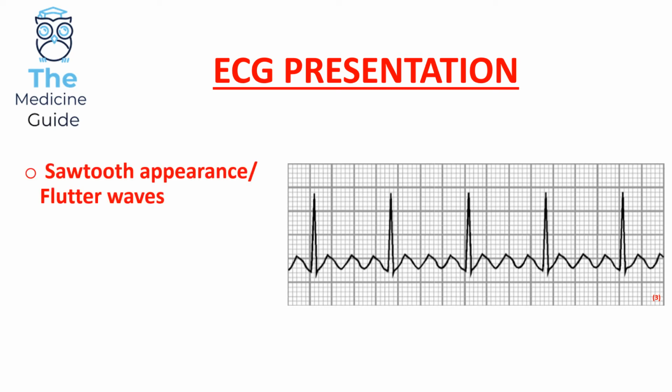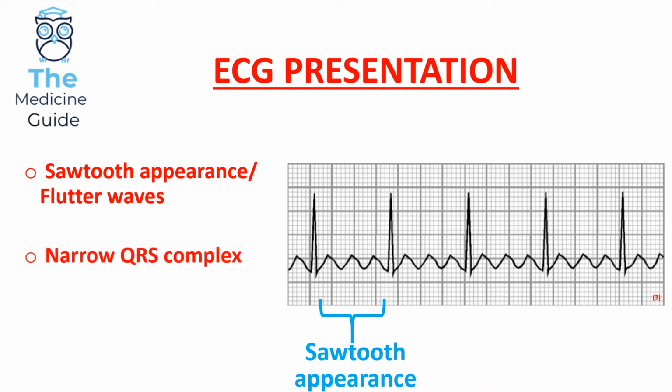One of the key characteristic features of atrial flutter on an ECG is the presence of a sawtooth appearance or flutter waves. These two terms are used interchangeably. If you have a look at the diagram below, hopefully you'll appreciate that this ECG does have a sawtooth appearance, or like I said, you can call it flutter waves. Another key feature is the narrow QRS complex on the ECG. If you have a look at the QRS complex encircled with the blue circle, hopefully you'll appreciate that the QRS complex is very narrow here.